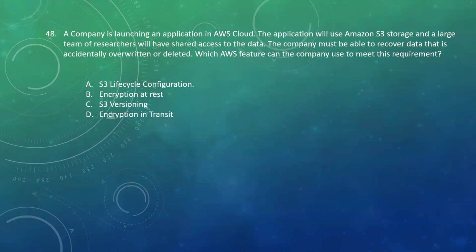Moving on to question number 48. A company is launching an application in AWS Cloud. The application will use Amazon S3 storage, and a large team of researchers will have shared access to the data. The company must be able to recover data that is accidentally overwritten or deleted. Which AWS feature can the company use to meet this requirement? Your options are A, S3 lifecycle configuration, B, encryption at rest, C, S3 versioning, D, encryption in transit.